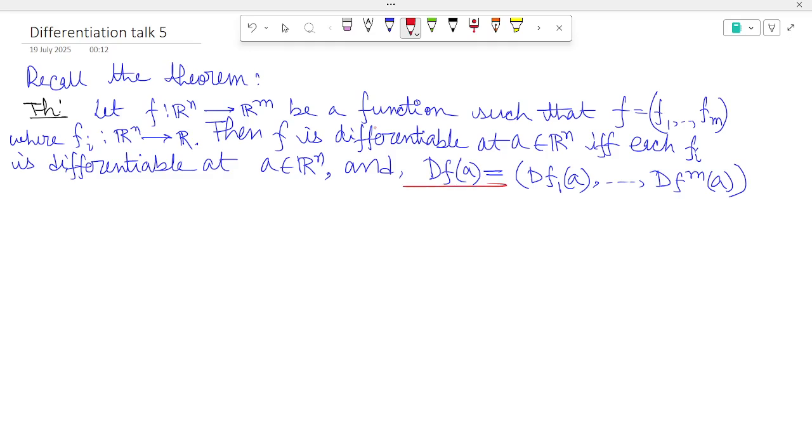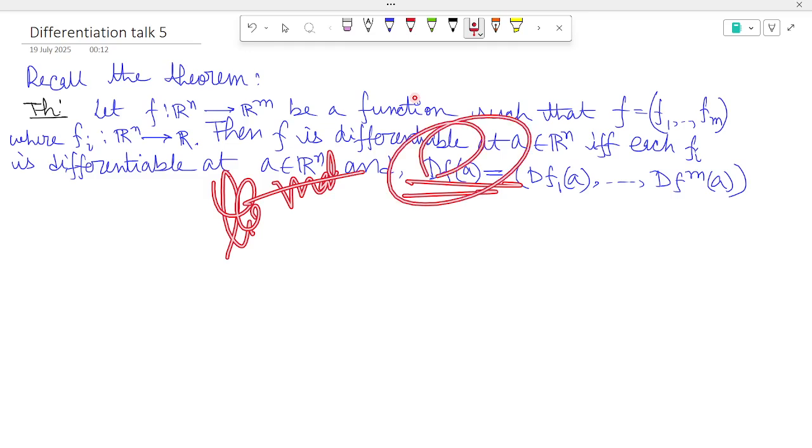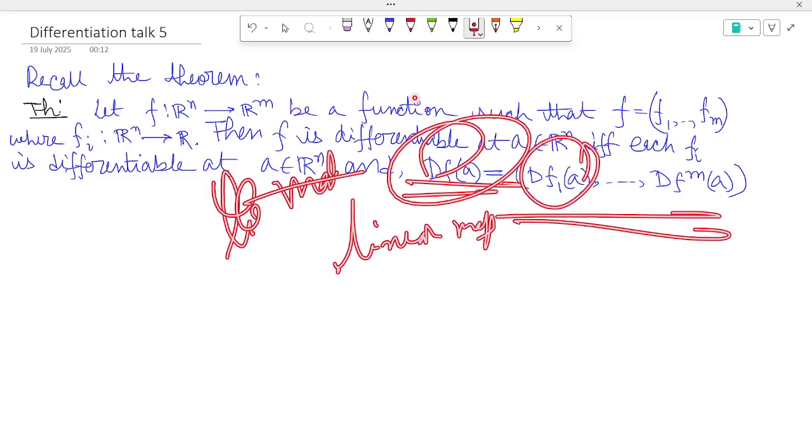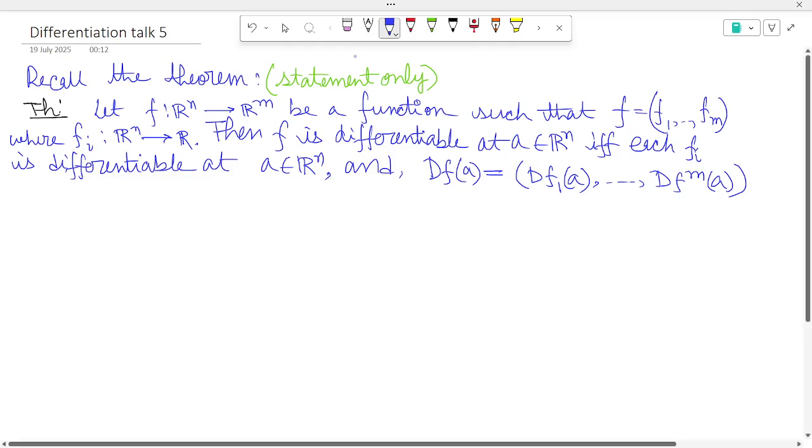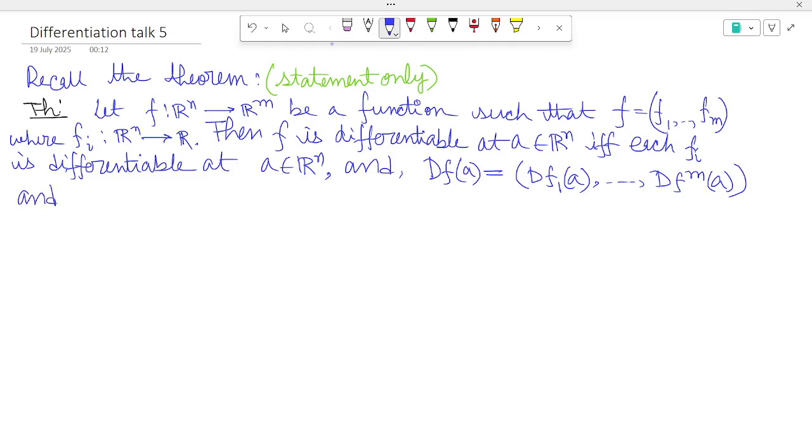What is the transformation? What is the matrix of the linear transformation, or what is the linear transformation itself? It is the tuple of the individual components. I am only recalling the statement. Now, if this is the thing, then what is the Jacobian matrix?